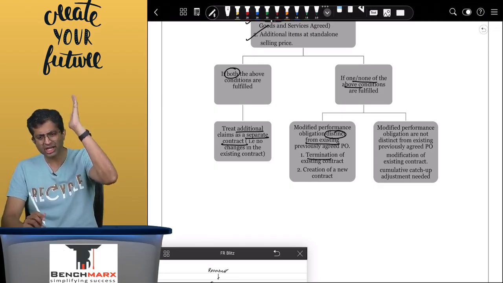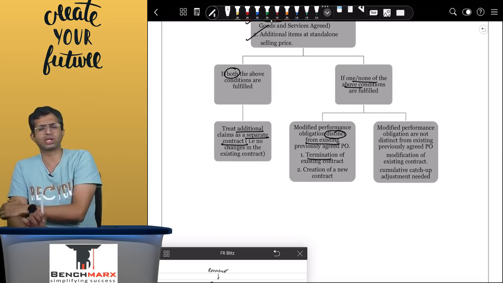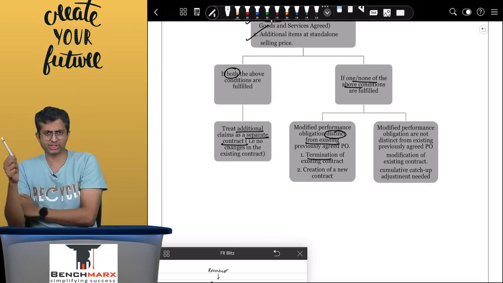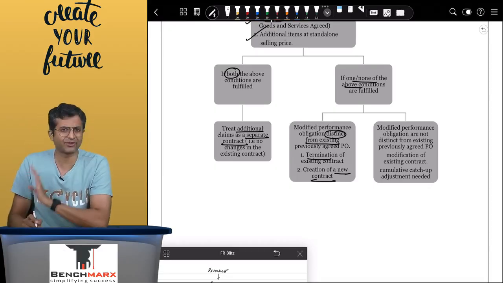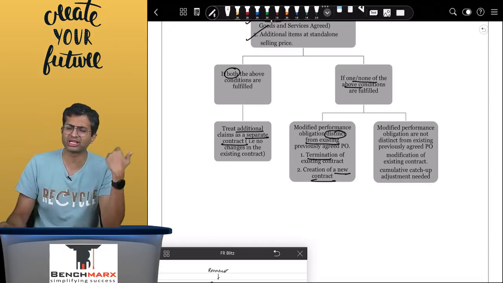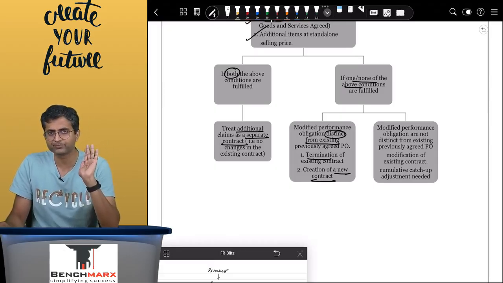So you treat that, ठीक है, जो पहले 6 महीने का सर्विस हो गया सो हो गया. Now the new service will be based on the new terms and creation of a new contract. This is fairly simple. You will not adjust the revenue already recognized in the past.